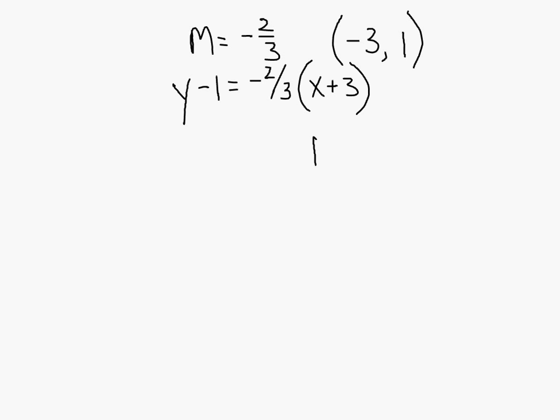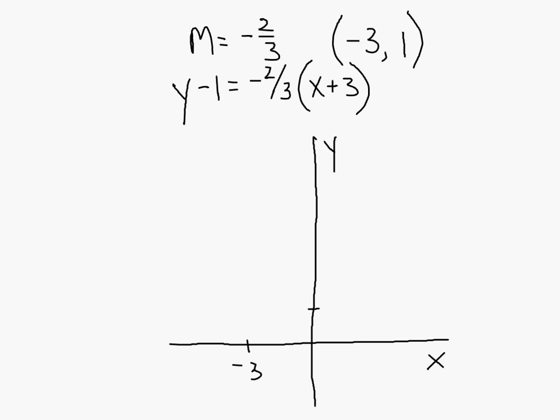When you graph it, let's see, negative 3, 1. Your point's at negative 3 and positive 1, so your point is right here. From that point, how many are you going to rise? Rise 2 and run. Which way? 1, 2, 3 to the left. Rise 2, run 1, 2, 3 to the left. Connect the dots.